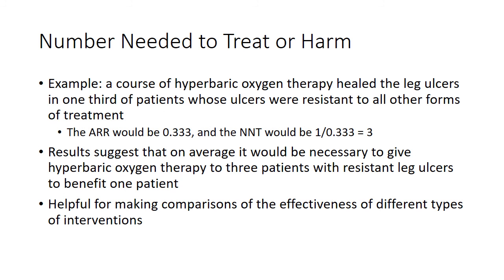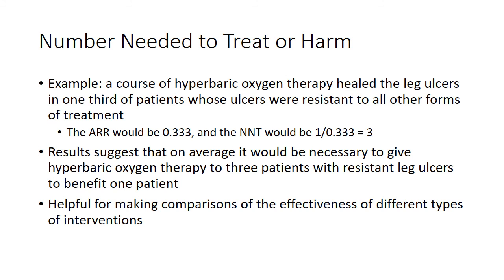So an example of number needed to treat would be, say we had this hyperbaric oxygen therapy that was used to heal leg ulcers, and a third of patients who had ulcers that were resistant to all other forms of treatment benefited. So they failed everything else, and this is kind of what they're going to. In this case, they would end up having an absolute risk reduction of 0.333 repeating. And so if you take 1 divided by that absolute risk reduction, you end up getting 3. This means that I would need to treat 3 patients with leg ulcers in order to have 1 patient benefit.